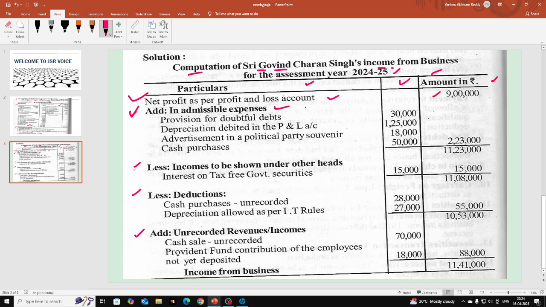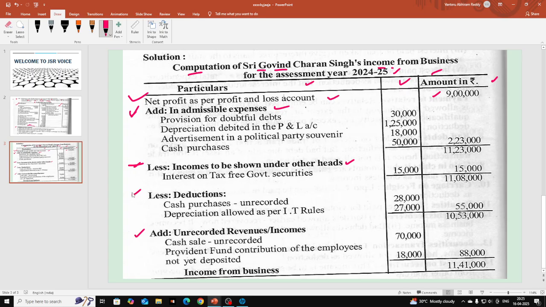Next, the second head is less: income to be shown under other heads. This is the second head. Income should be shown under other heads. You will get very few items under the remaining three heads, students. Only in the first head will you get many items.